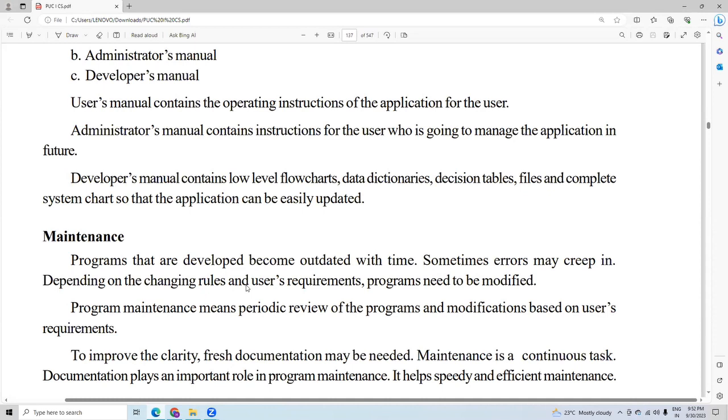The administrator's manual contains instructions for the user who is going to manage that application, what kind of admin operations will be there, no? How he has to handle different admin operations in the future. The developer's manual contains low-level flowcharts, data dictionaries, decision tables, files, and the complete system chart, so that the application can be easily updated. It's like internal documentation, right?